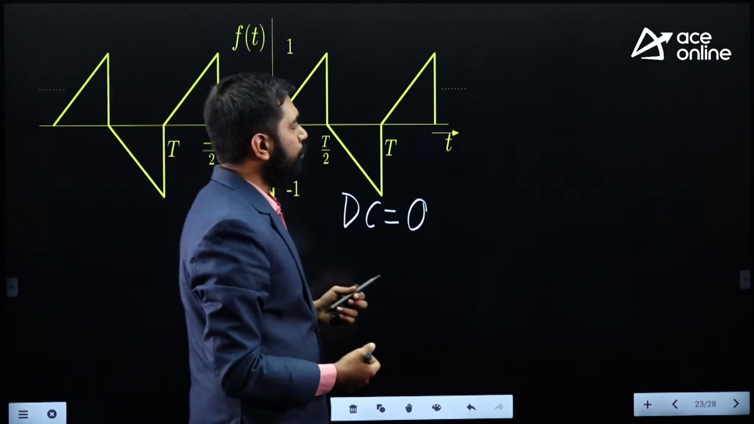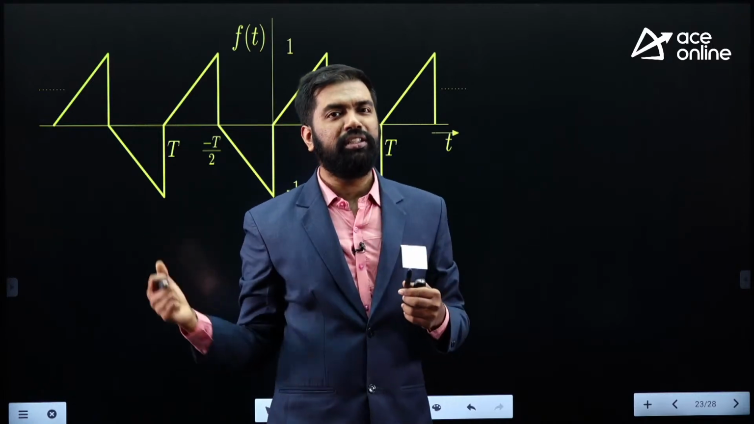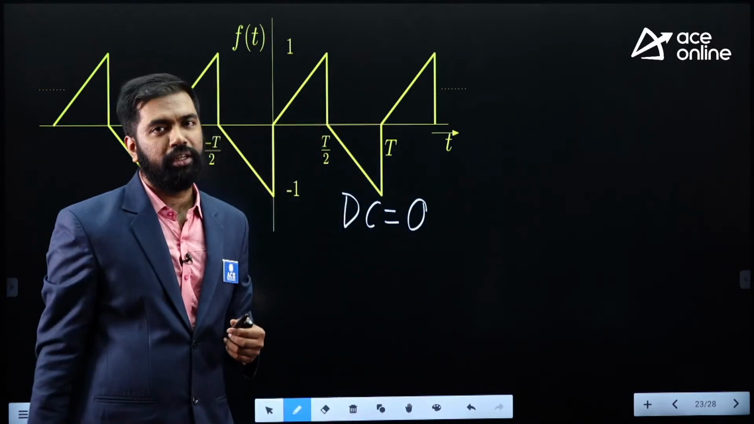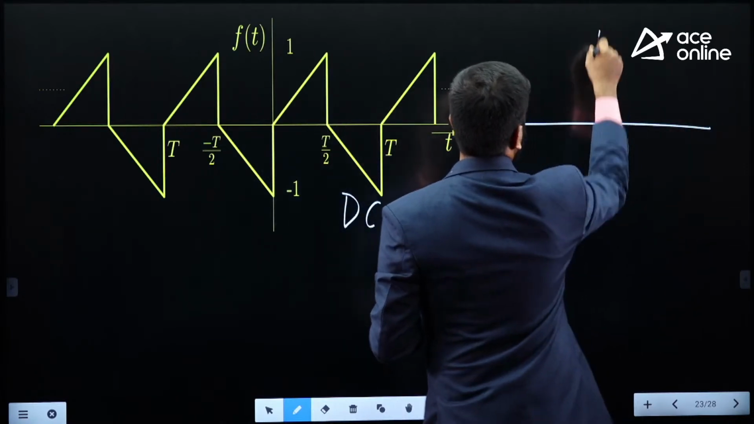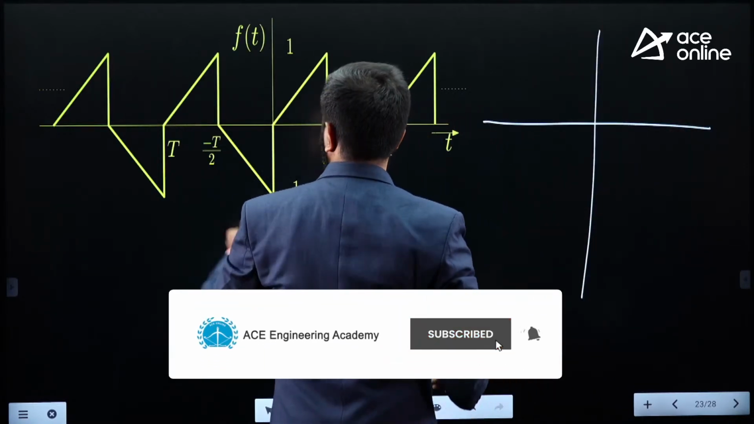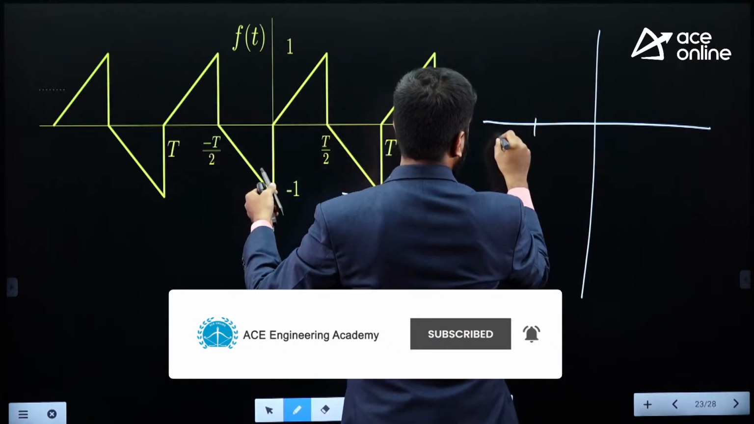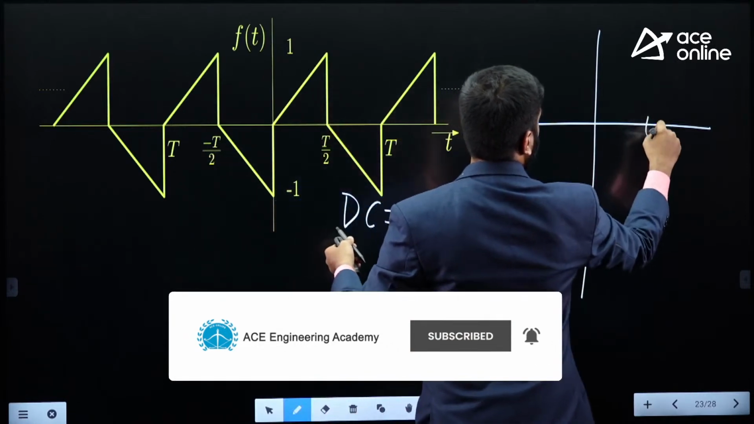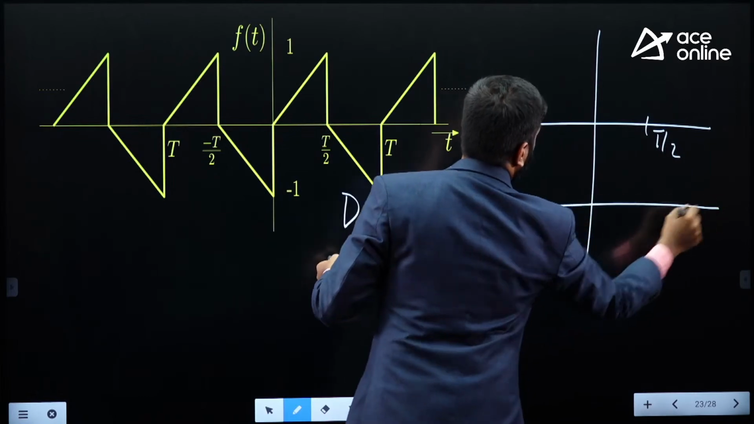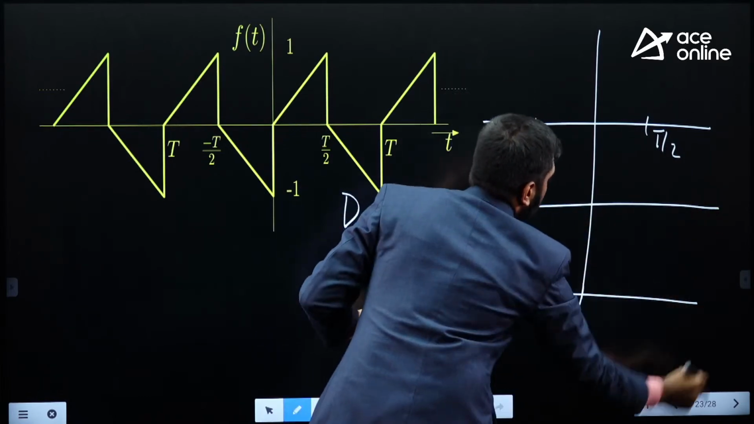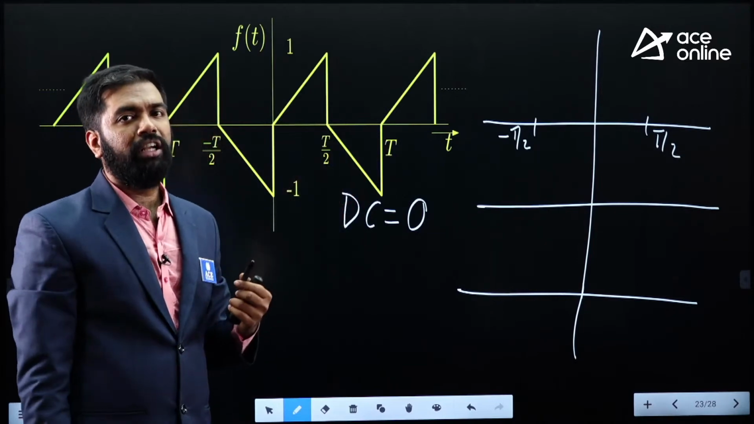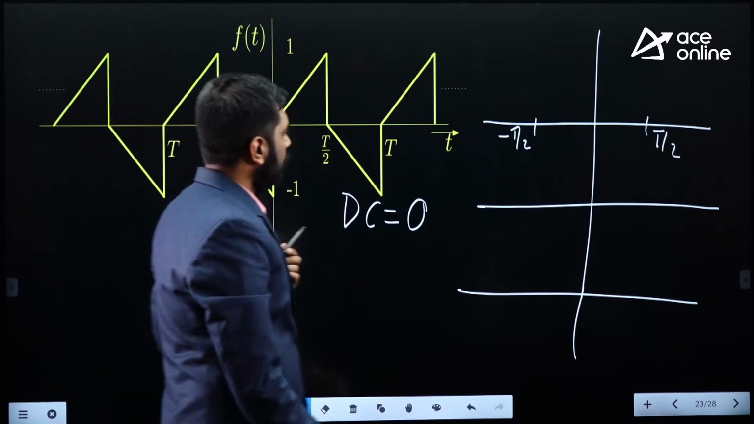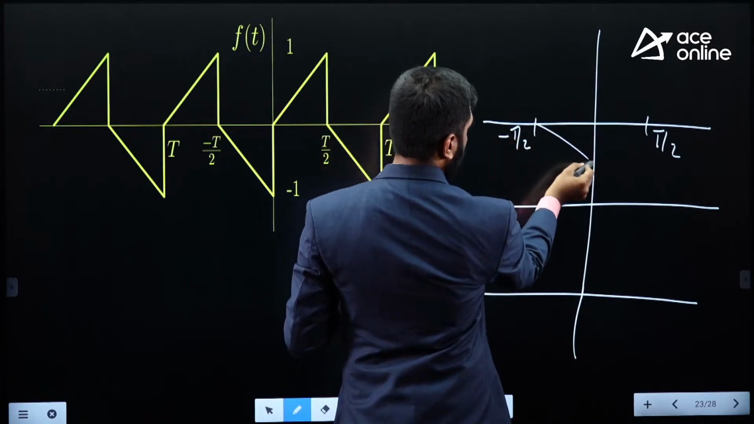So what are you supposed to do? You are supposed to consider the periodic signal in one fundamental period. So I'll draw the periodic signal in one fundamental period, let's say from minus T by 2 to T by 2, and I'll rotate this about the y-axis as well as about the x-axis. Let's do that. First of all, let's draw in one fundamental period. So how does that look? It looks like this.